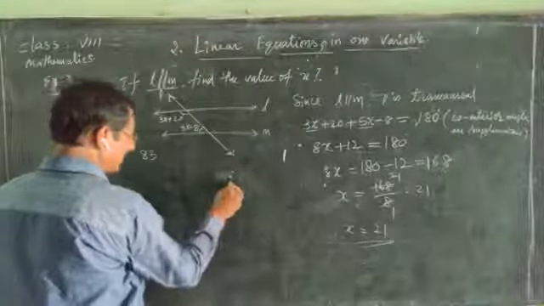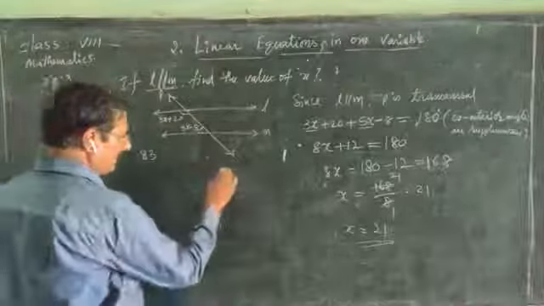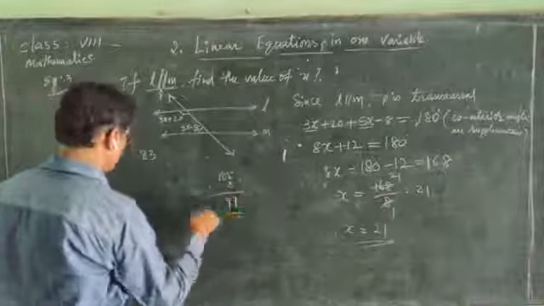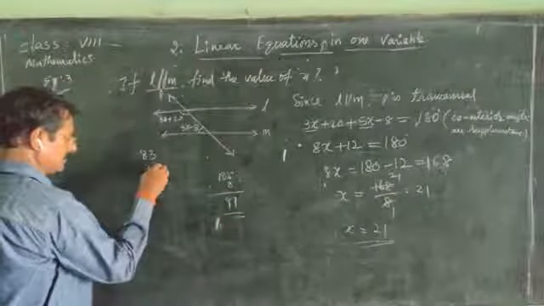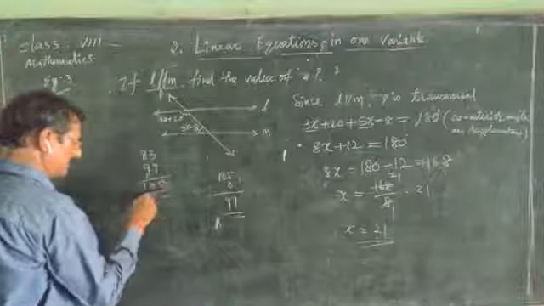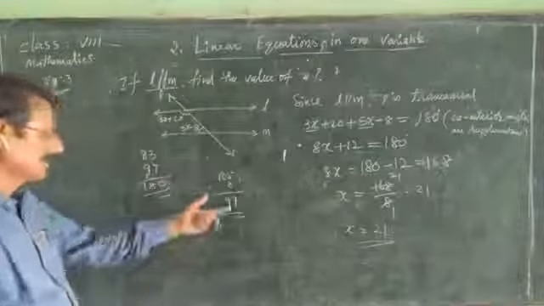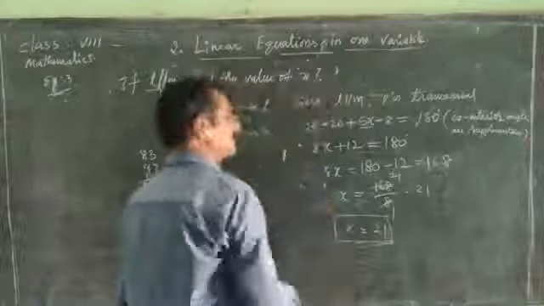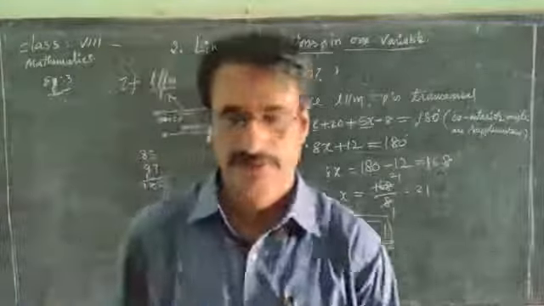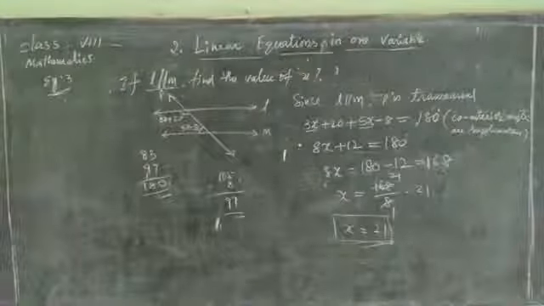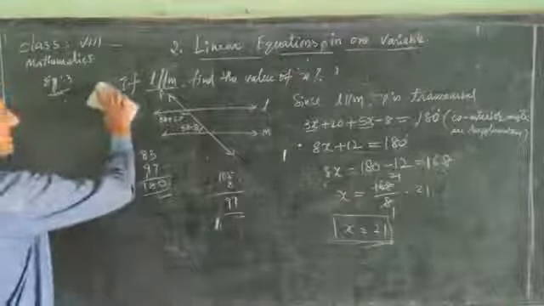Minus 8, remaining 97. Sum of these two, 180. Okay. So, this is the solution of this sum. Do you understand this one? See another example.